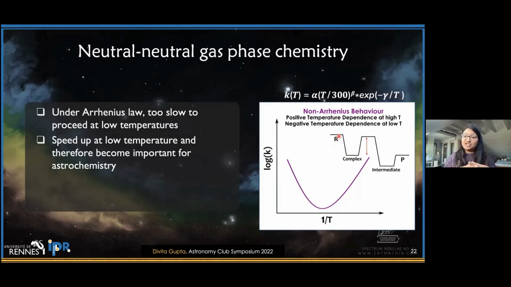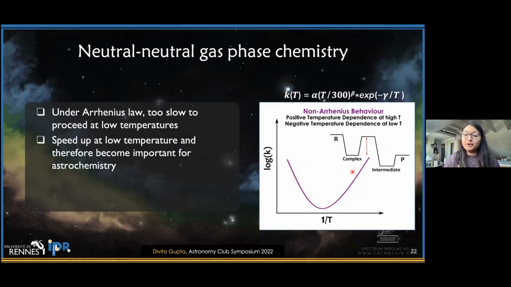So your reactants, essentially in the beginning, already have enough energy to cross this barrier. So even at these low temperatures, the reaction can actually take place, okay? That's how you will have Arrhenius behavior up to a certain temperature over here, below which your reaction can actually speed up.